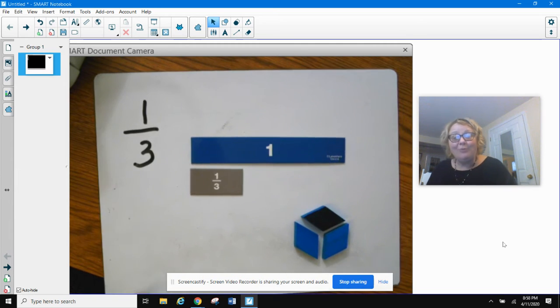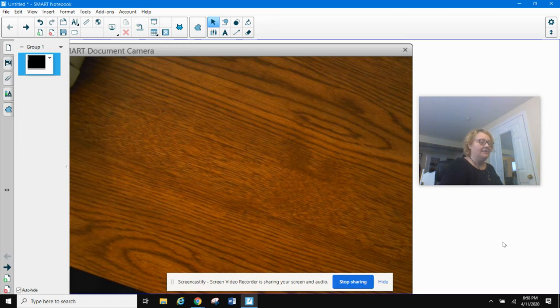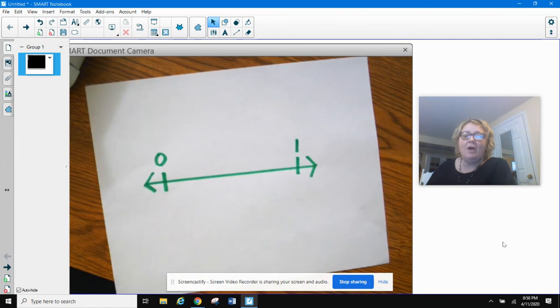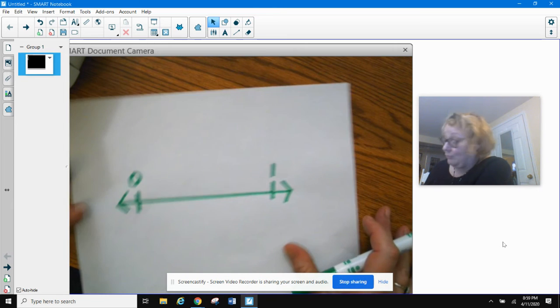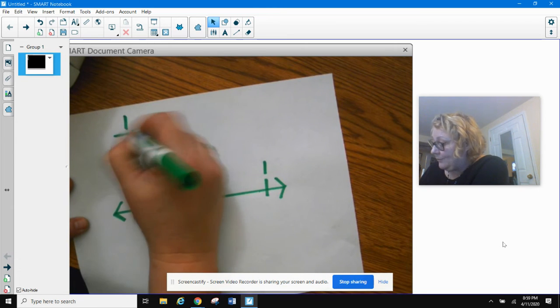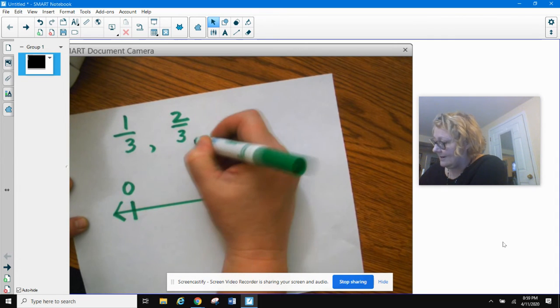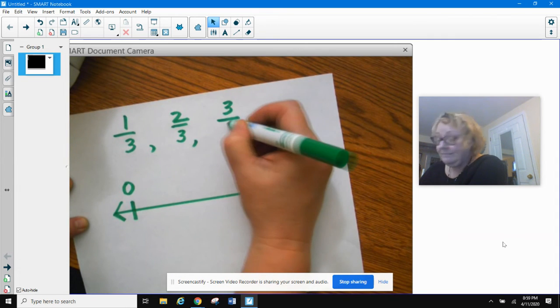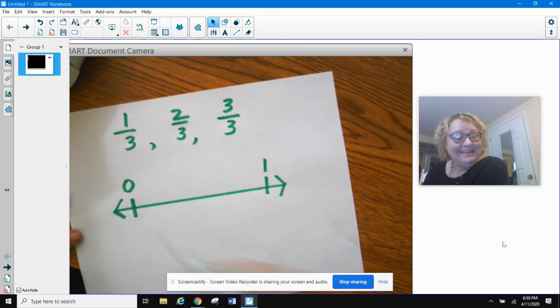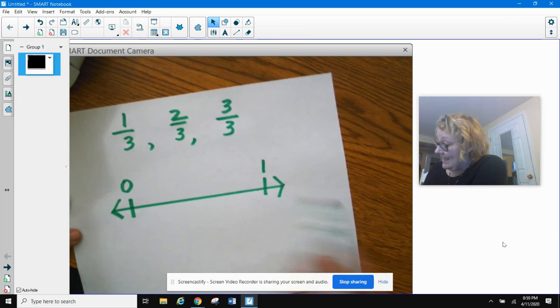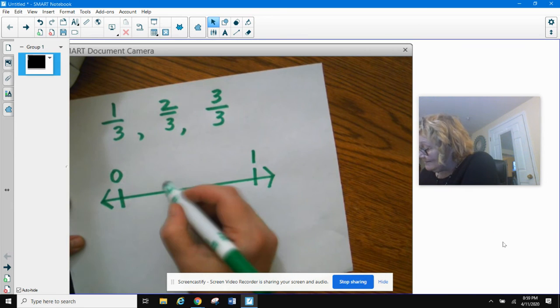But how do we put 1/3 on a number line? Well, let's go back to the same number line that we had. And I want you all to think about, while I'm writing these numbers, how would we place 1/3, 2/3, and 3/3 on a number line? Well, we know we have to cut this whole into how many parts? 3.